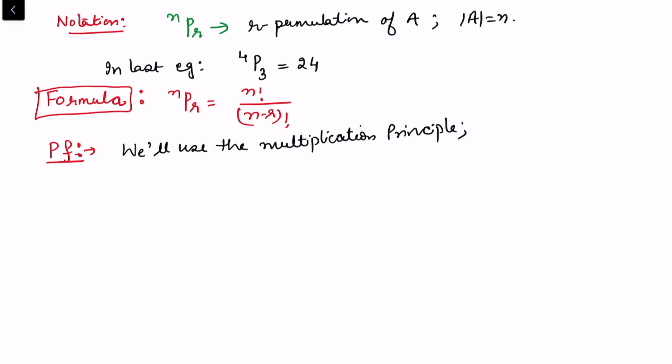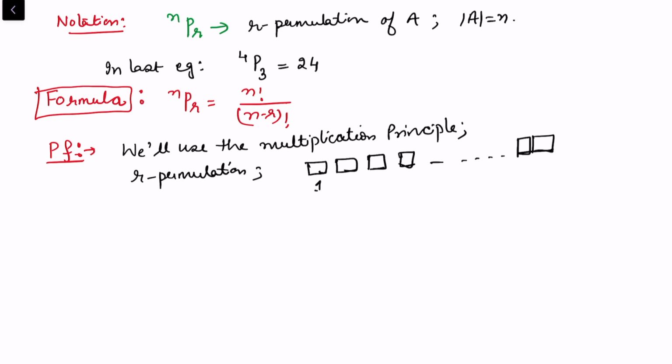For the multiplication principle, since we are taking r-permutation, there are r places that are to be filled: 1, 2, 3, 4, 5 and so on, up to the rth place. Let's show them by boxes. This is the first position, this is the second position, this is the third, fourth, (r minus 1)th and rth position.